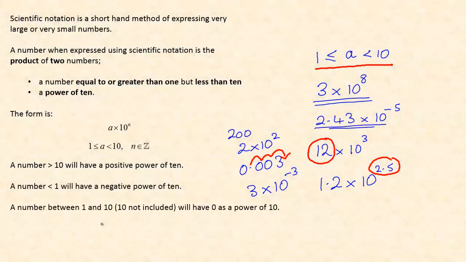A number between 1 and 10, 10 not included, will have 0 as a power of 10. For example, the number 8 is 8 times 10 to the power 0.